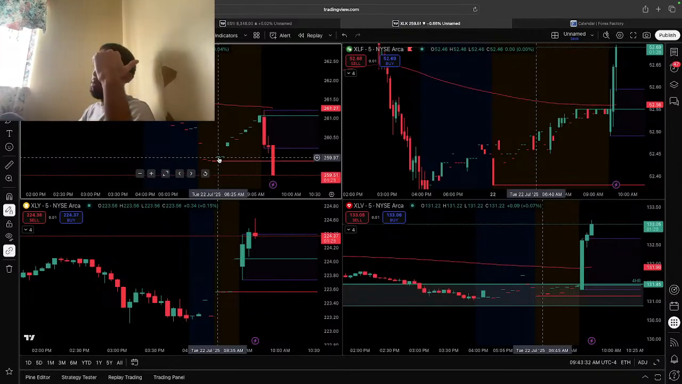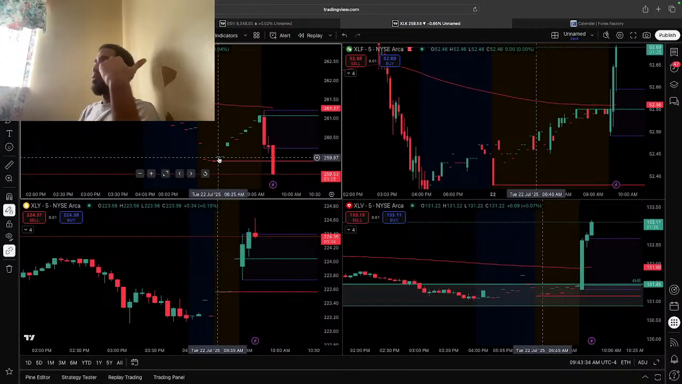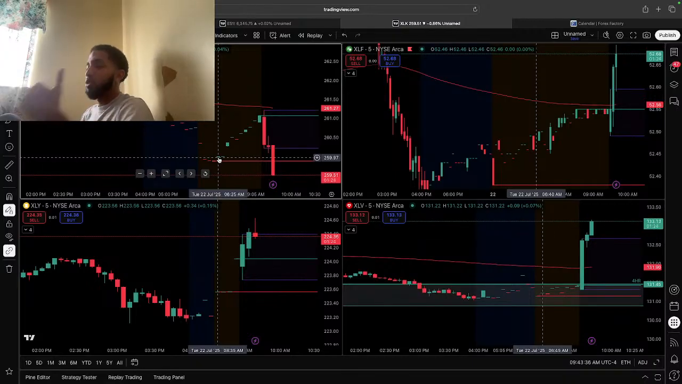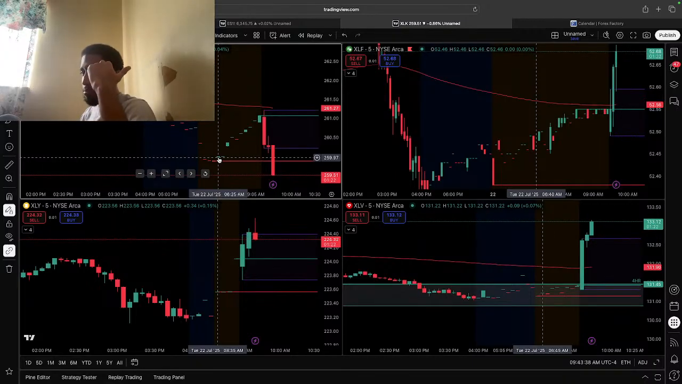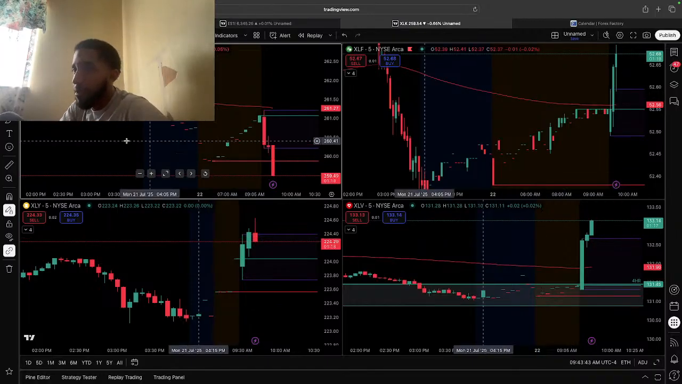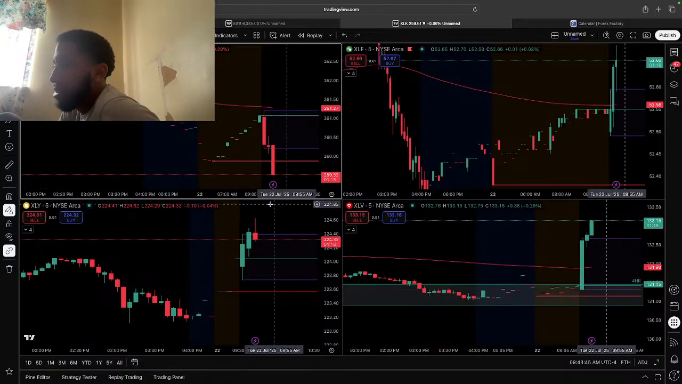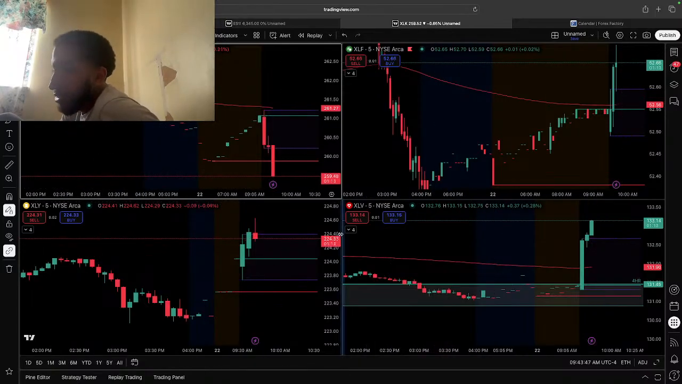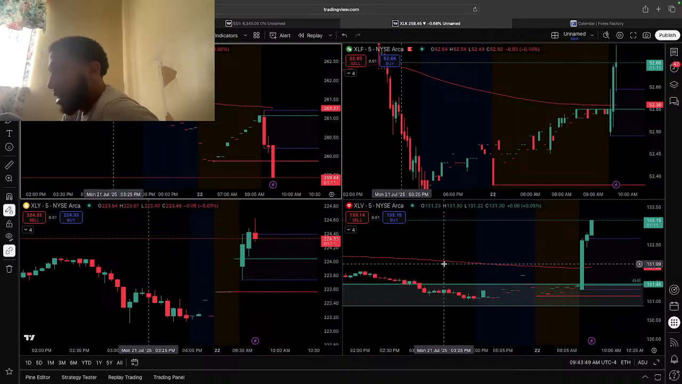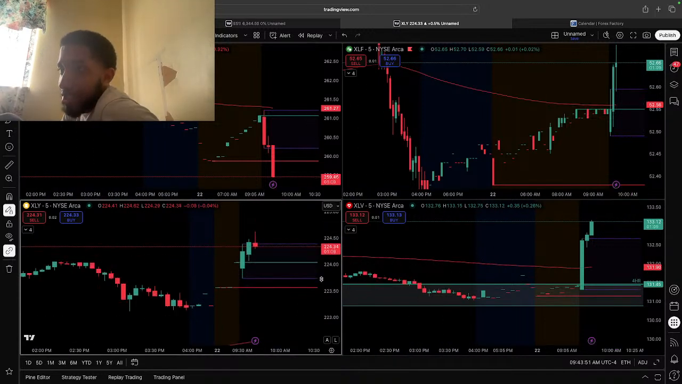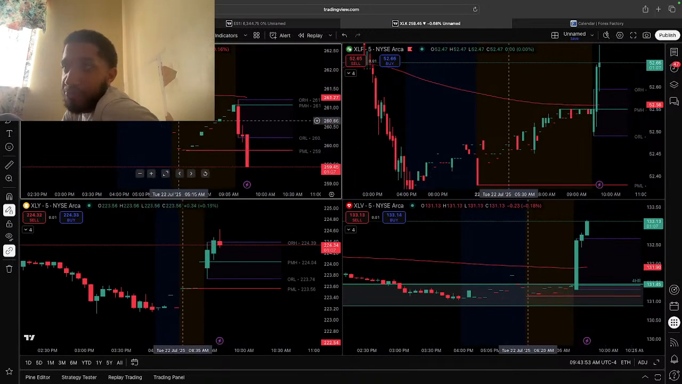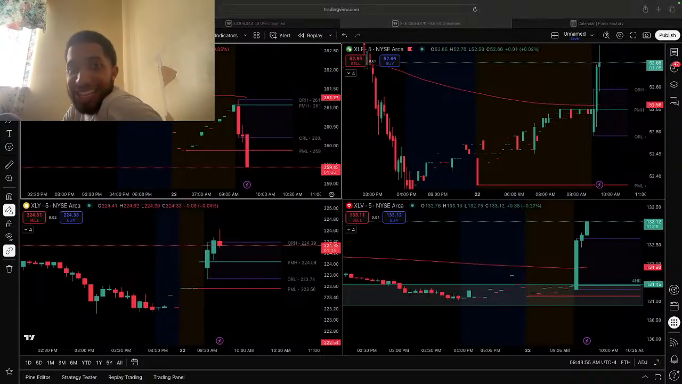XLK is below pre-market low, below the opening range, below the 200 EMA, but everything else is, you know what I mean? XLF is above the opening range and pre-market high. XLV is above the opening range, pre-market high and the 200 EMA. But since XLK is just going down strong, this is a key indication.